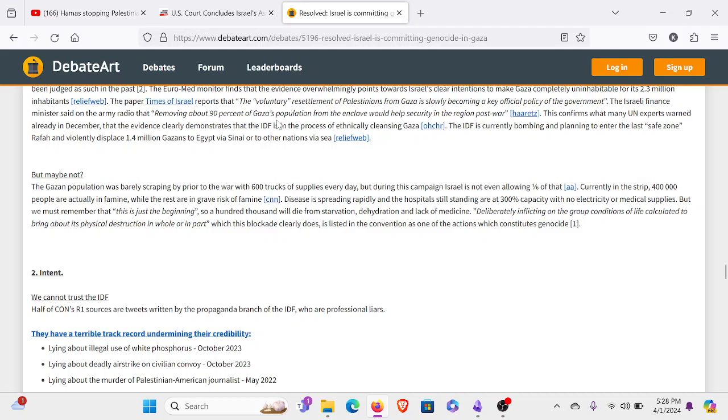The Paradigm Times: Israel reports that voluntary resettlement of Palestinians from Gaza is becoming an official part of the government. How the fuck would that be genocide? Resettling them.